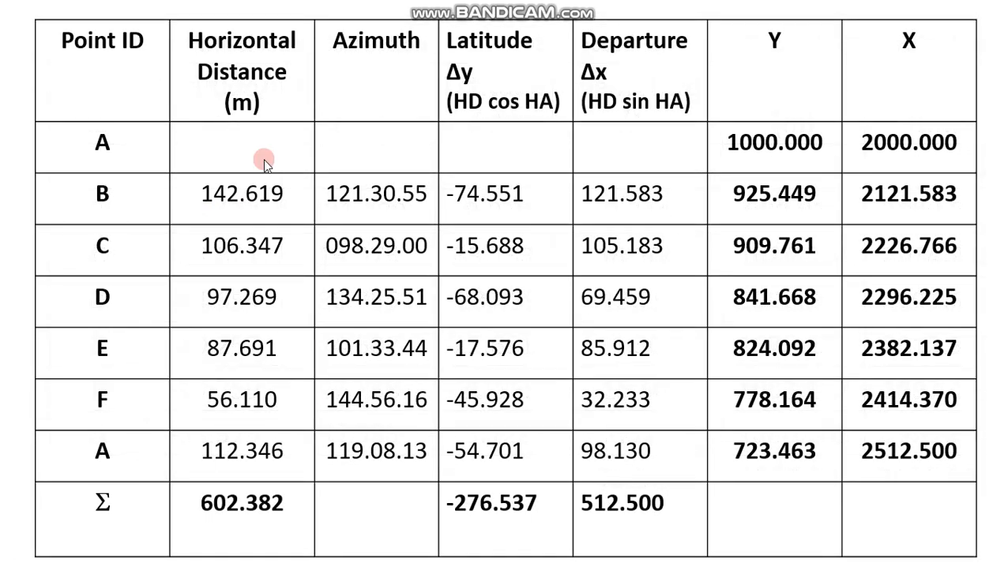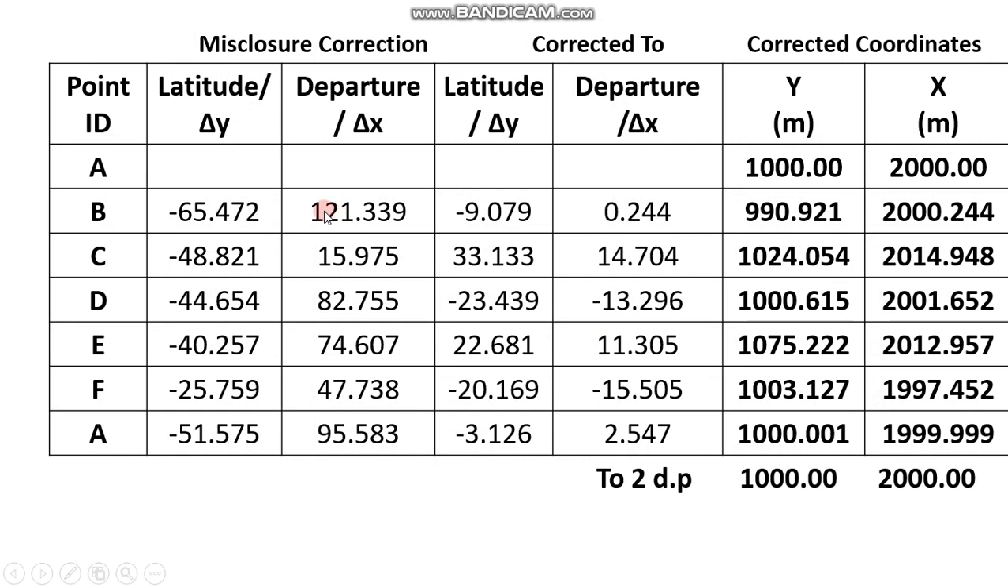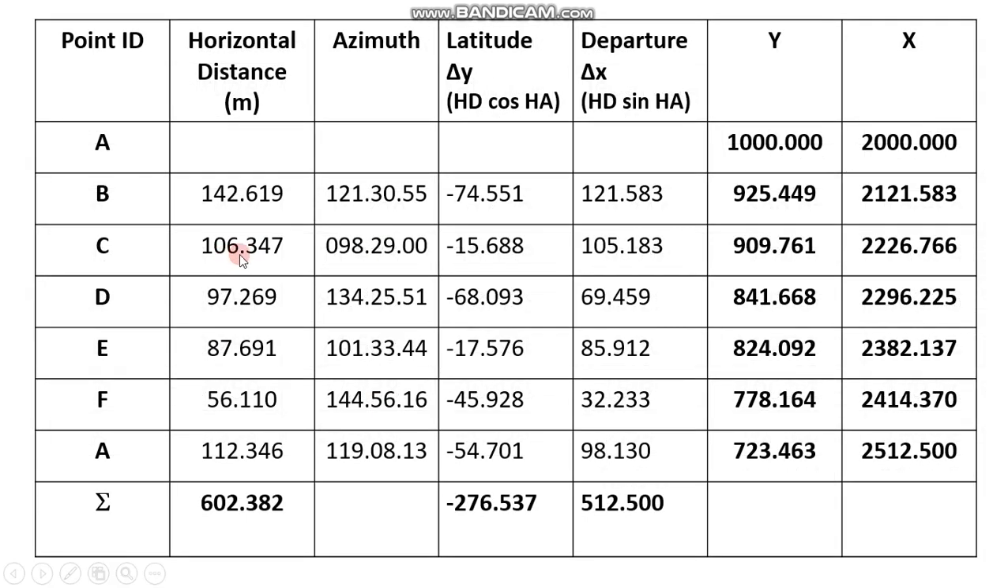Then for delta x, we say 142.619 divided by 602.382 multiplied by 512.500. Then we get 121.339. So we proceed, doing the same for the rest of the points using their different distances, but the total, which is the perimeter of the traverse, doesn't change. And for delta y we use this, and for delta x we use this.